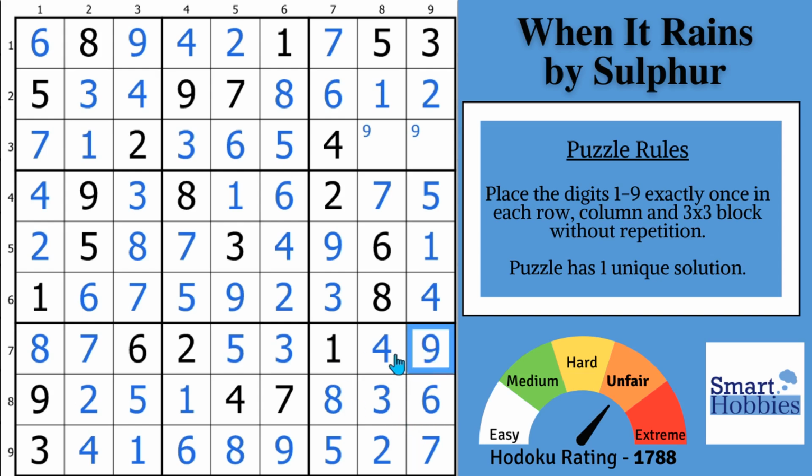I don't see a 9 in block 9. We can displace that snyder 9, knowing we can solve this cell for 9 with certainty. Our last digit is an 8.